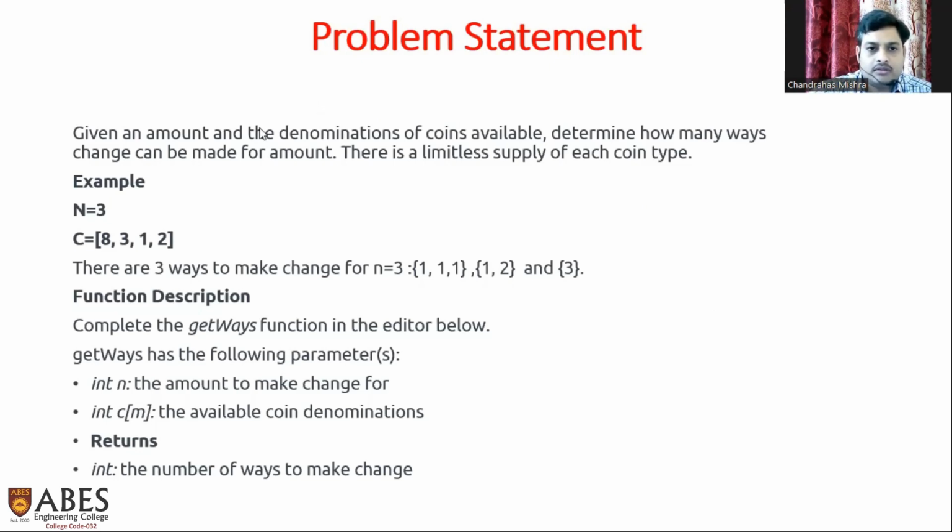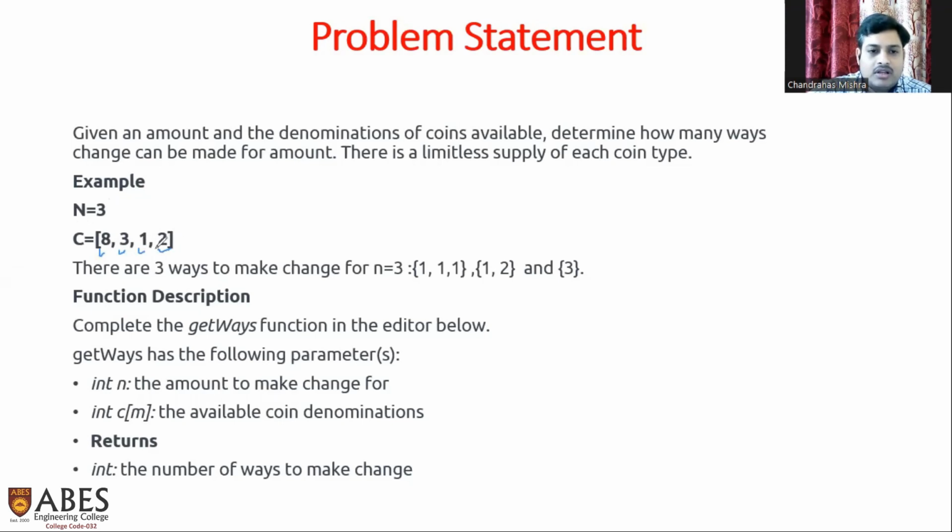Given an amount and denominations of coins available, determine how many ways change can be made for the amount, and there is a limitless supply of each coin type. So what is the meaning of this statement? Here n is the money or the amount, and C is the coin denominations given here. We have a coin of 8 rupees, a coin of 3 rupees, a coin of 1 rupee, and a coin of 2 rupees.